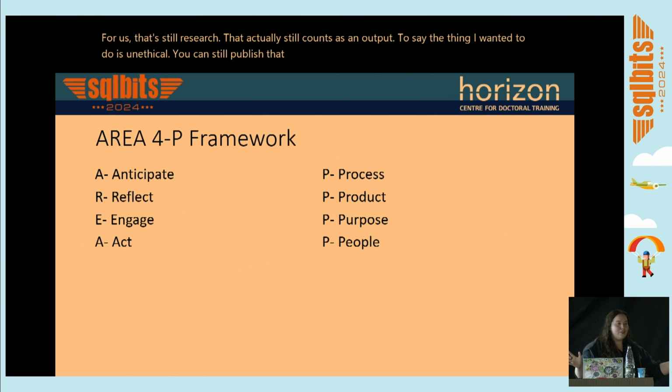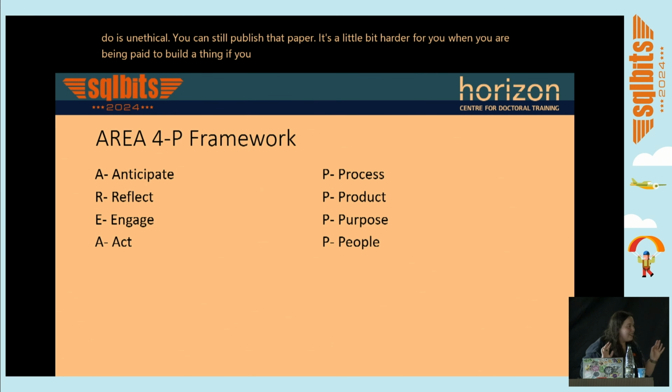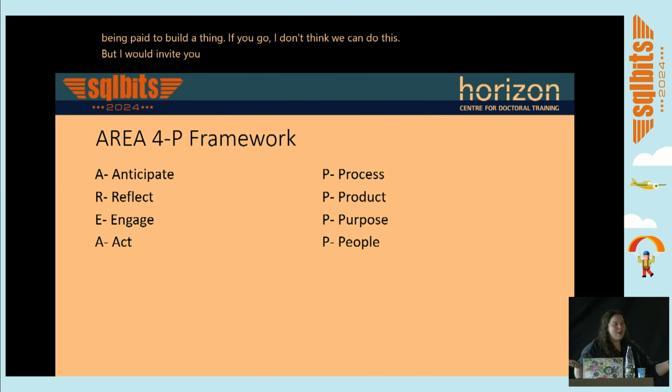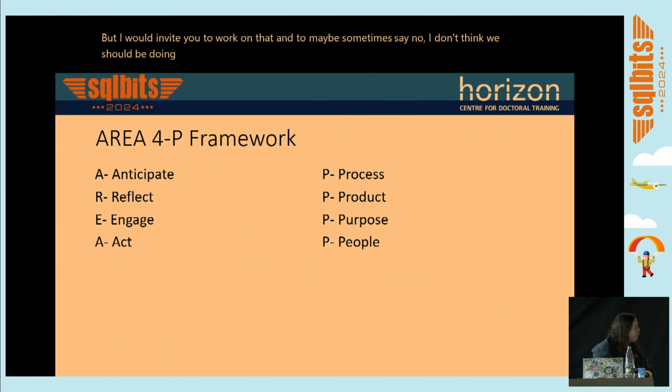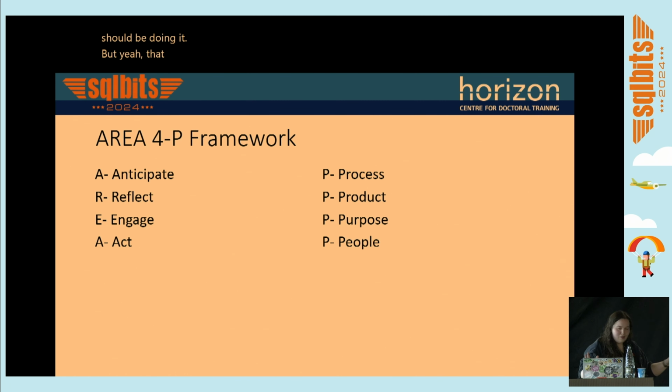It's a little bit harder for you when you are being paid to build a thing if you go, I don't think we can do this. But I would invite you to work on that and to maybe sometimes say, no, I don't think we should be doing it. But yeah, that is RRI.